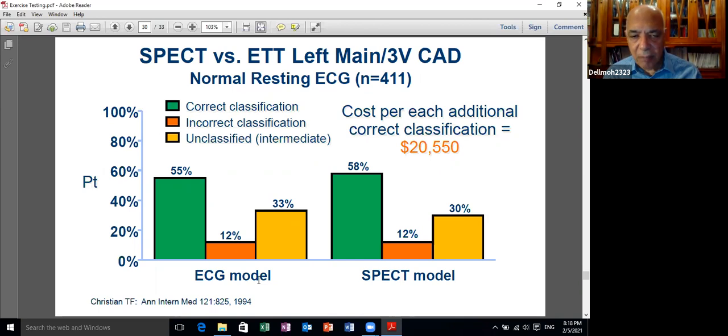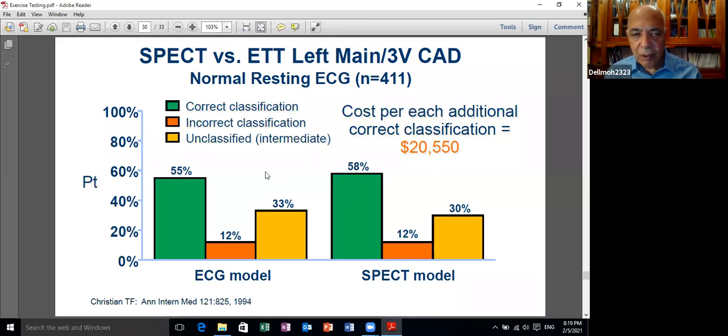And this is the ECG model, and this is the imaging model, the SPECT nuclear model. And here in the green is showing the patients who have been classified by the ECG model and those classified by the nuclear model. Look at the difference, very small difference. So there is no incremental value actually of doing the nuclear, particularly in patients with a normal baseline ECG. And if you have a normal baseline ECG, that's enough to predict that the ejection fraction is normal.